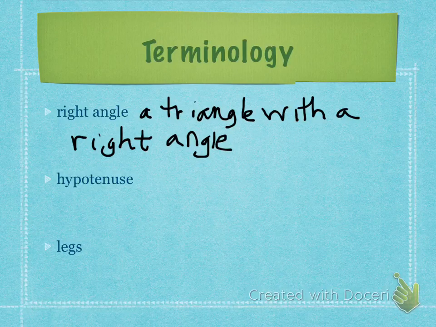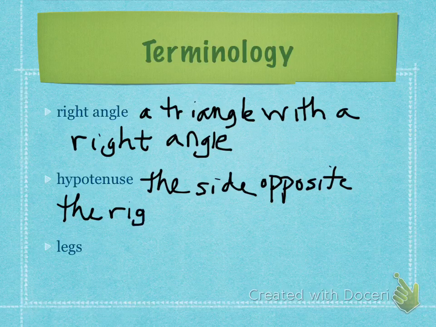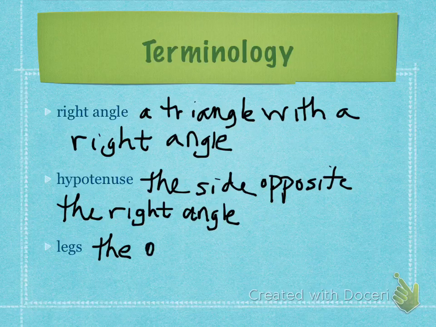What's the hypotenuse then? It is the longest side. And specifically, the longest side is where? Opposite the 90-degree angle. So this is the side opposite the right angle. And then what are legs? What does that mean? The other two sides. That's right. I'm going to say it exactly like you just did, TJ. That's good. These are the other two sides.